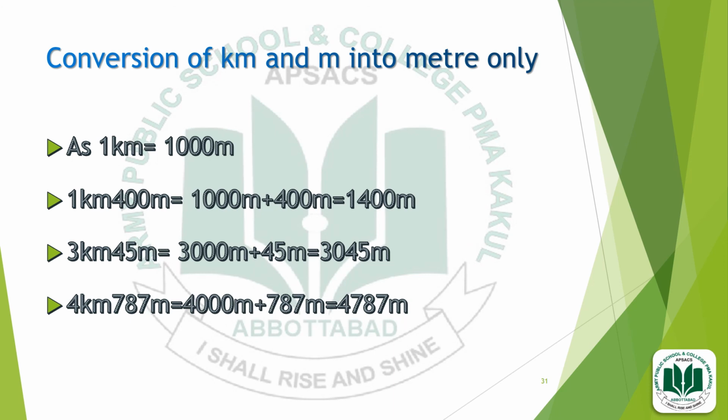In the second example, there are 3 kilometers, so we can write 3000 meter in place of 3 kilometers. We convert kilometers into meters, then we add 45 to them, it becomes 3045. And in the last example, there are 4 kilometers and 787 meters, and then you should convert kilometers into meters only. 4 kilometers is equal to 4000 meters. 4000 plus 787 becomes 4787 meters.